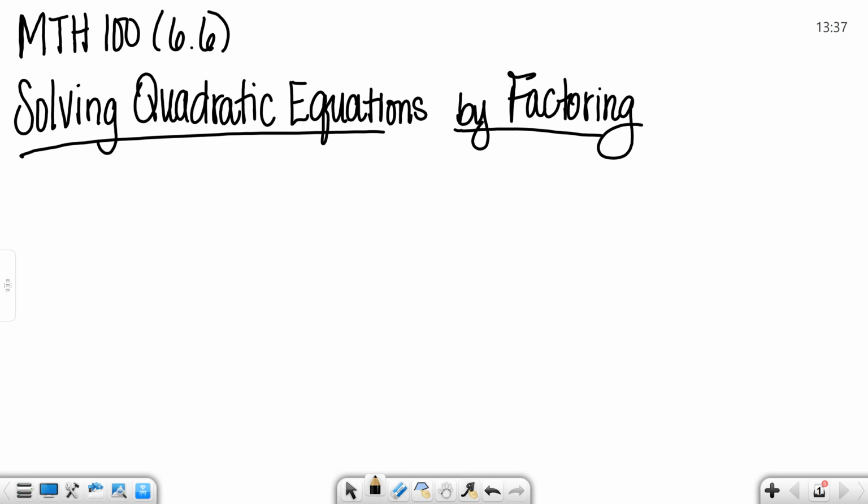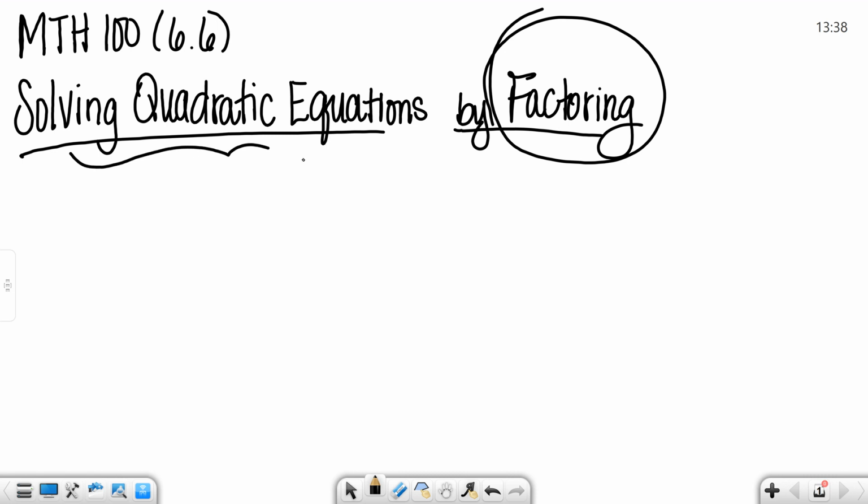Math 100 Lesson 6.6 is solving quadratic equations by factoring. In all of Chapter 6 we have done all this factoring business, and now we're going to learn why exactly we are factoring. We are factoring because that's what we use to solve quadratic equations. The first thing we need to know is what exactly is a quadratic equation.